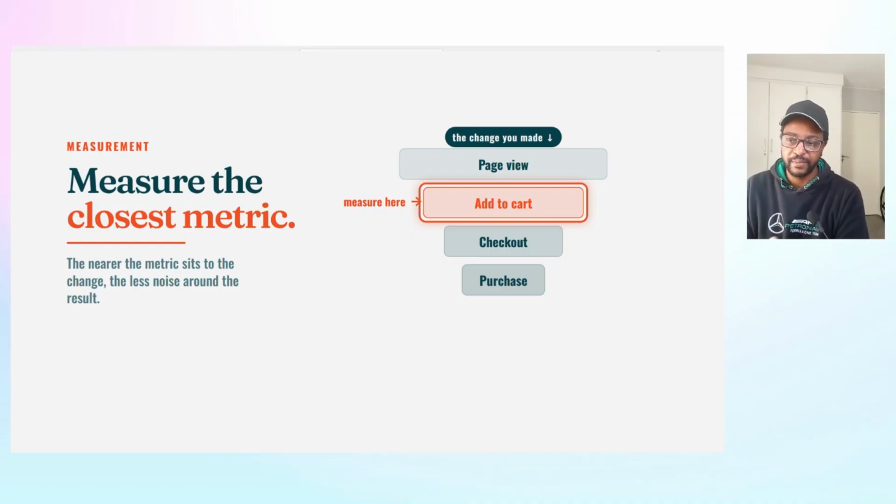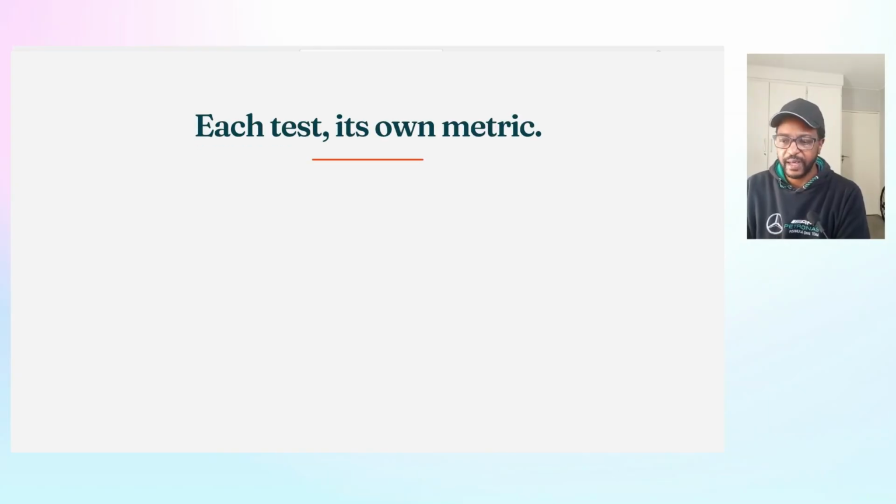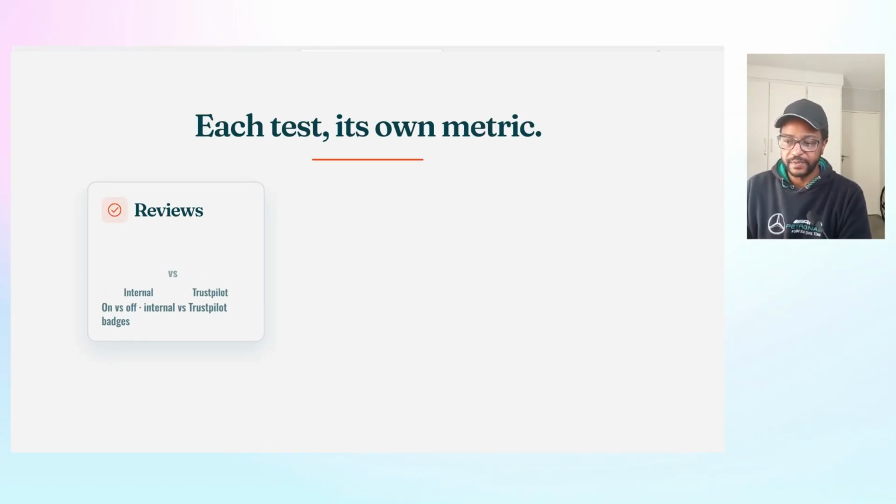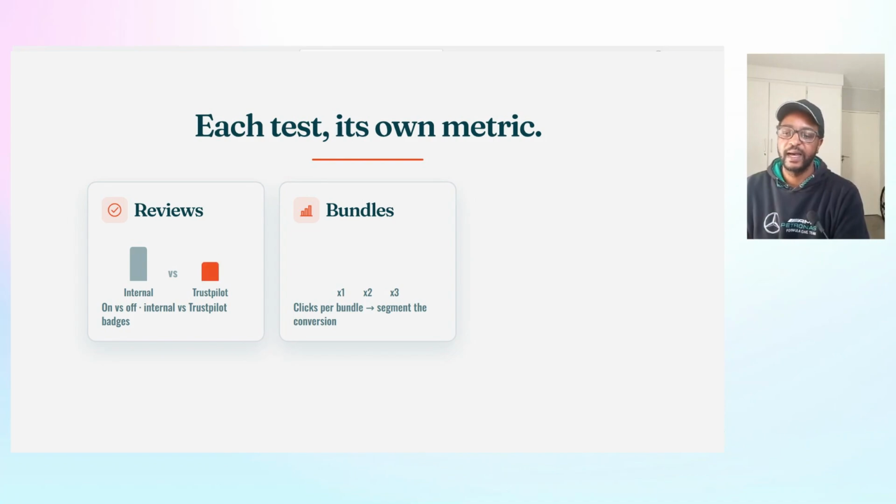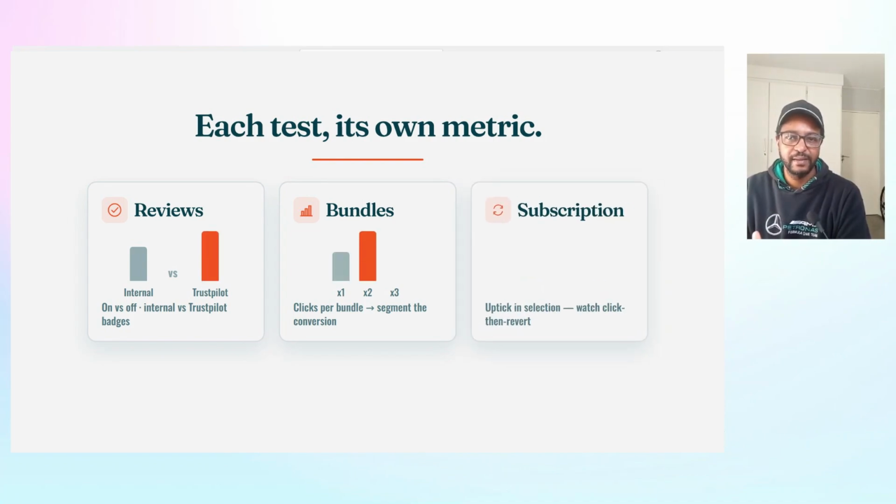Now, unfortunately, with something like reviews, you're probably going to take a look at your add to cart rate as your basis. But for your bundles, for example, you're going to take a look at how many times people clicked on the bundle. The first thing you're really going to measure is the number of clicks for each of those bundles. And then from there, what is the conversion rate? So you want to segment out those 2 different customer bases.